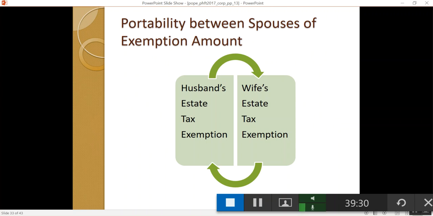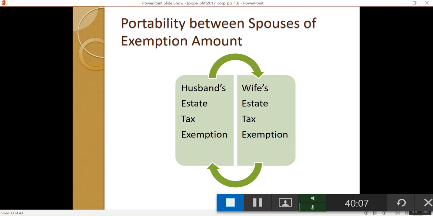The next thing we're going to cover is portability between spouses of the exemption amount. And this has, over the years, changed somewhat. But the way the rule works now is that any unused exemption amount of the decedent spouse's estate can, upon election by the executor, pass over or be portable to the surviving spouse's estate.